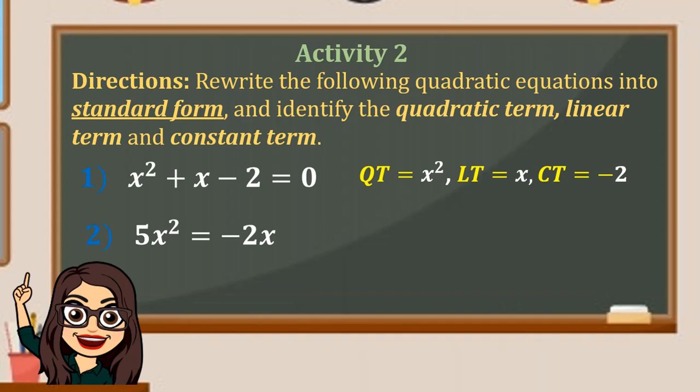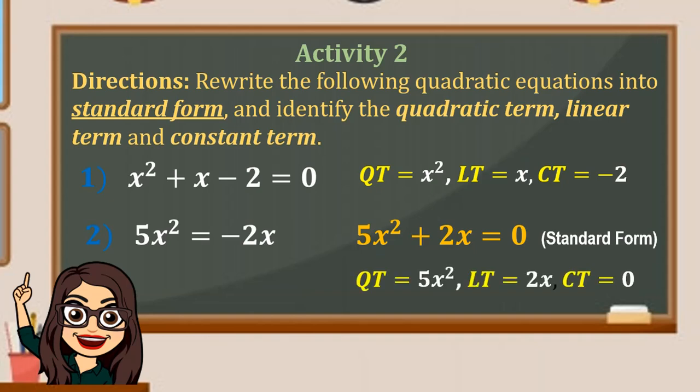For number 2 naman, ito yung hindi pa naka-standard form. So, we need to rewrite first si equation sa standard form. And the standard form is 5x squared plus 2x equals to 0. And then since naka-standard form na, pwede natin identify yung different terms. So ang sagot, quadratic term is 5x squared, linear term is 2x, and then the constant term is 0. So this is now our activity number 2. I hope lahat po ay nakakuha ng tamang sagot for these 2 activities.